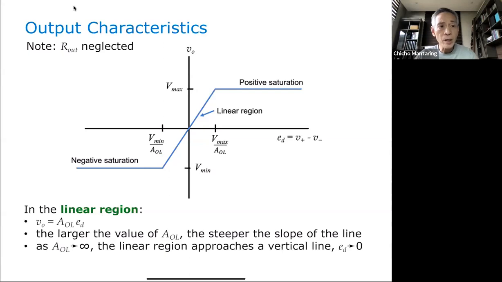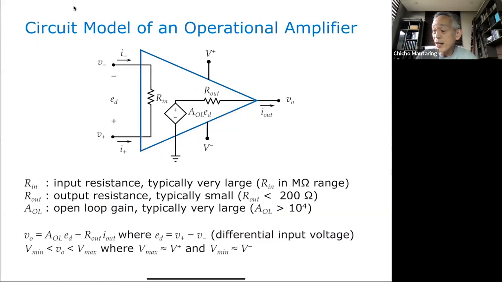So what do the output characteristics of our operational amplifier look like? Output characteristics, that's a plot of V sub O versus E sub D. I want to plot V sub O versus E sub D. So first of all, I'm going to neglect R out. Anyway, R out is usually small, so I'll neglect this.